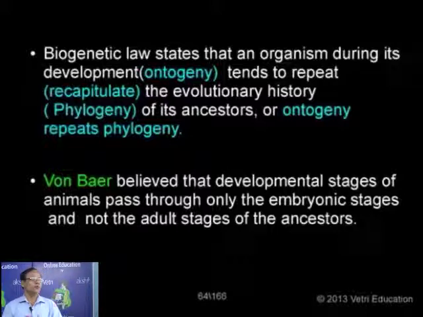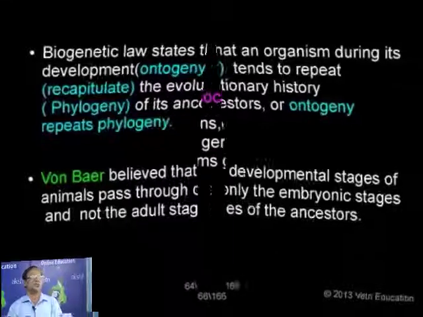That is why we have two concepts: the biogenetic law is based on ontogeny repeats phylogeny, but it was later replaced by another embryologist, von Baer, who said ontogeny repeats only ontogeny, not phylogeny. The meaning of that is that during the developmental history of an organism, the organism passes through different stages, and these stages resemble only the embryonic stages of the ancestors, and not the adult stage of ancestors.